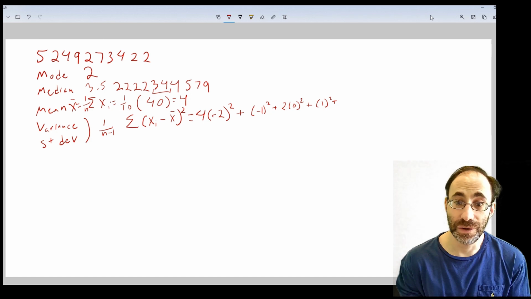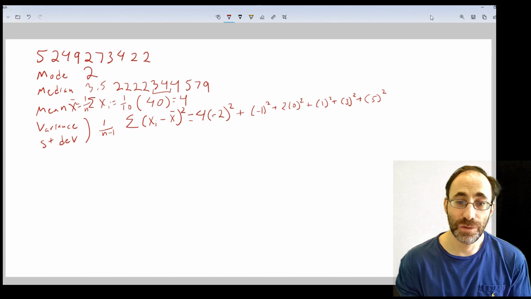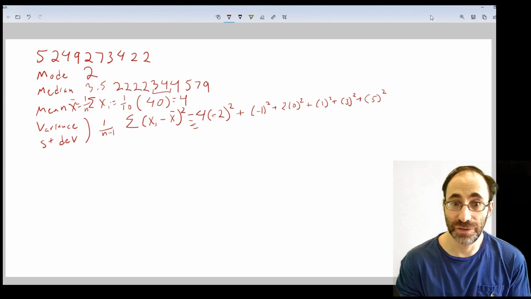Then we have 7 minus 4, which is 3 squared. And then finally we have 9 minus 4, which is 5 squared. So over here we have 4 times 4 is 16. So this equals 4 times 4, because negative 2 squared is 4.